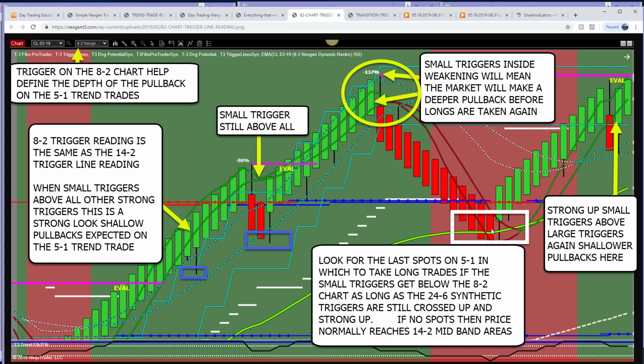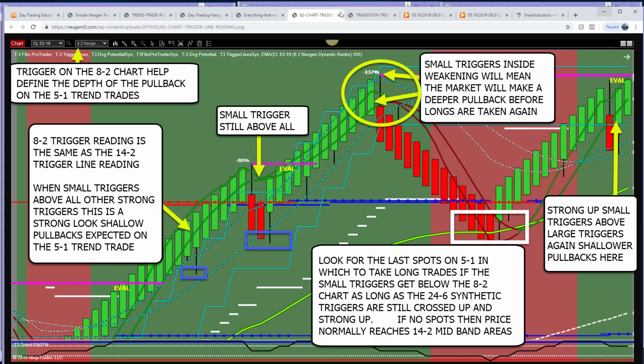So, did that clarify for you, David? So we're going to skip the ones that are red for longs, and we're going to only take green background color longs, which is representative of the 8-2 triggers. And vice versa. We'll only do red shorts when the 14-2 chart says short.